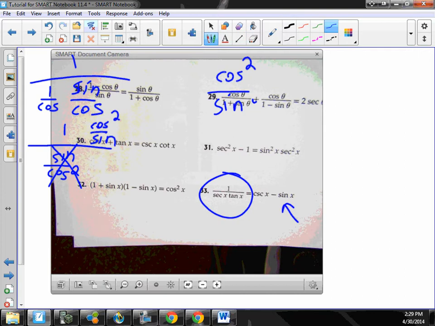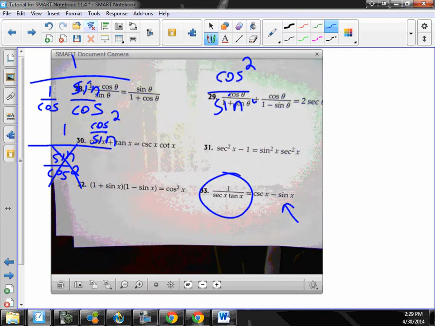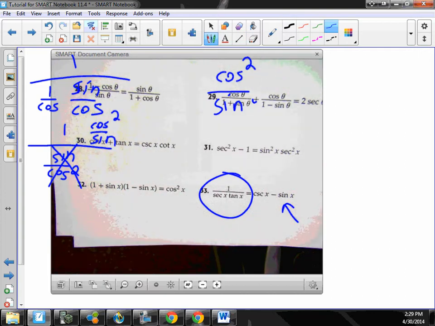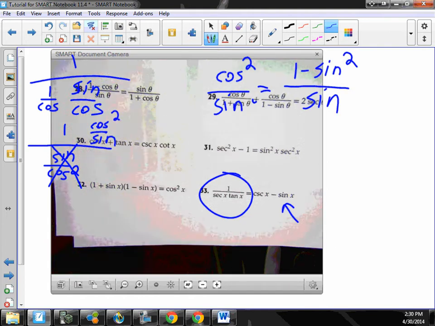Well, can I turn either of those into something else, preferably something with a subtraction in them? 1 minus sine squared. So I'd have 1 minus sine squared over sine. Now, here is a very useful trick. This is something you've probably never done in math. You've done it one way, but you've never done it backwards.